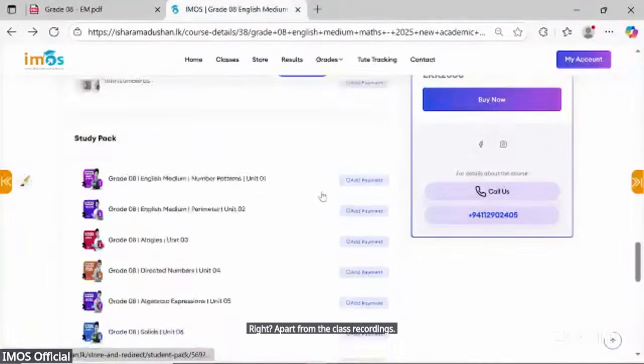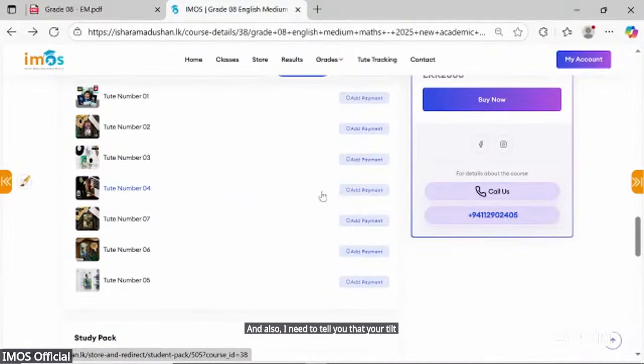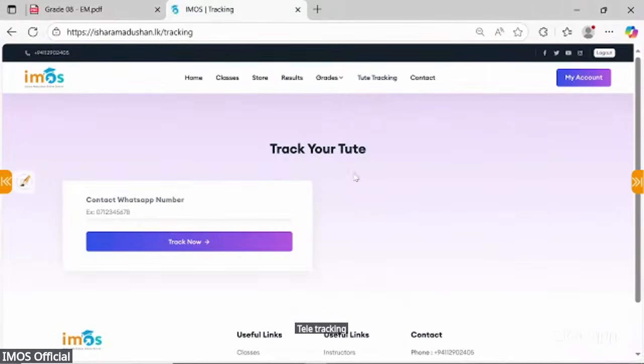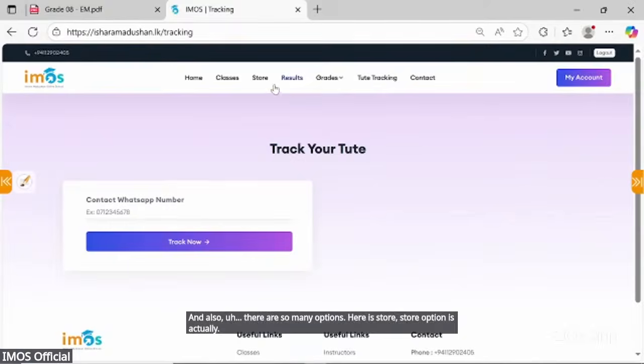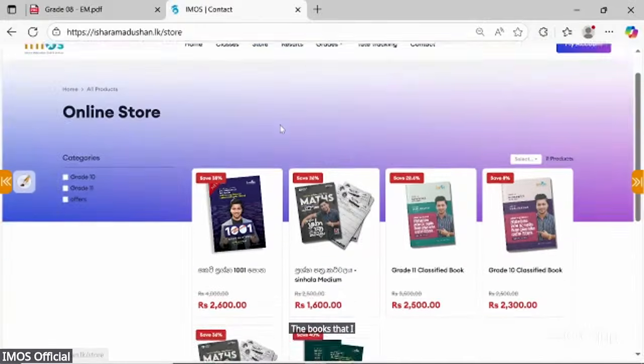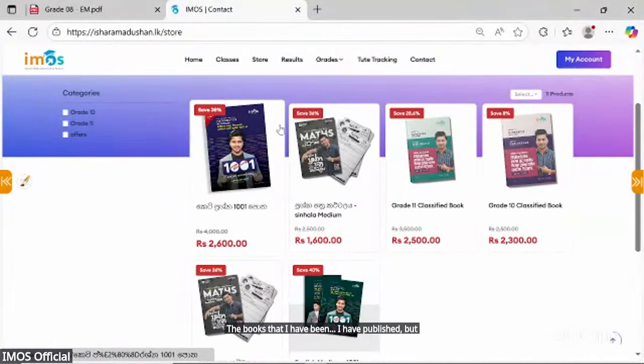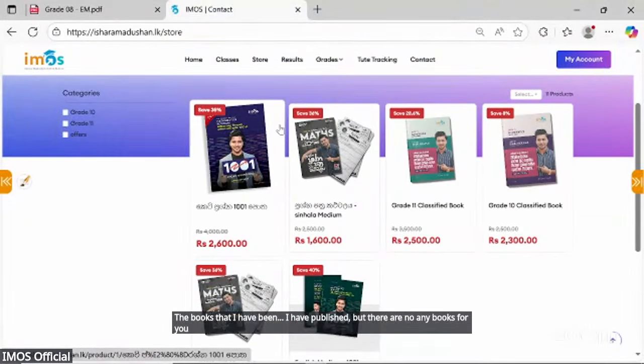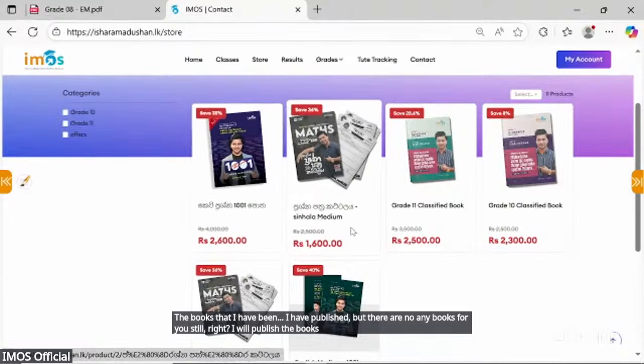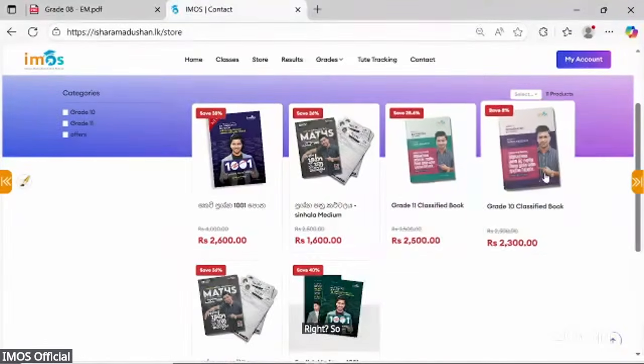And also I need to tell you that your tute will be tracked. Tute tracking option: after the payment of the class fee, you will receive your tutorial within 3 or 4 days, but you can track the tute here as well. And also there are so many options here. Store option is actually the books that I have published, but there are no books for you yet. I will publish the books for you later. So that option is there.